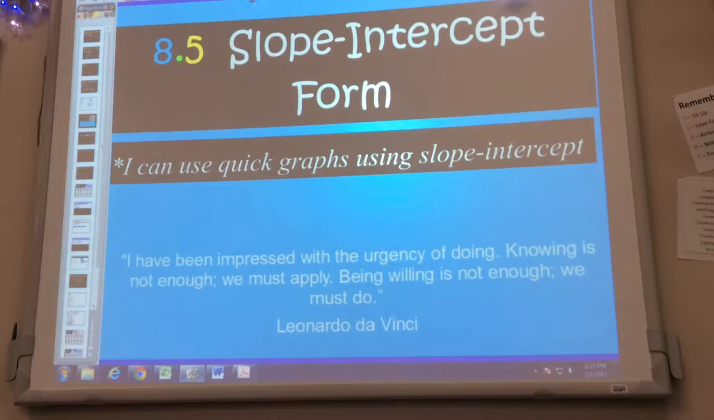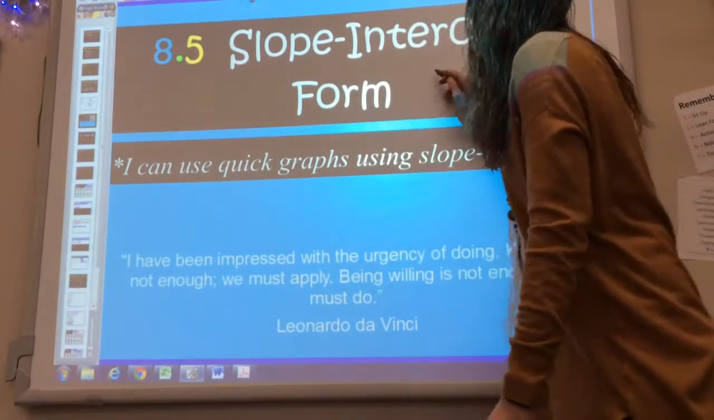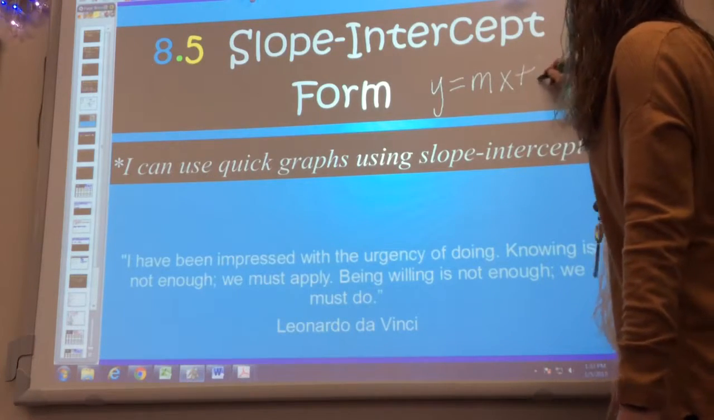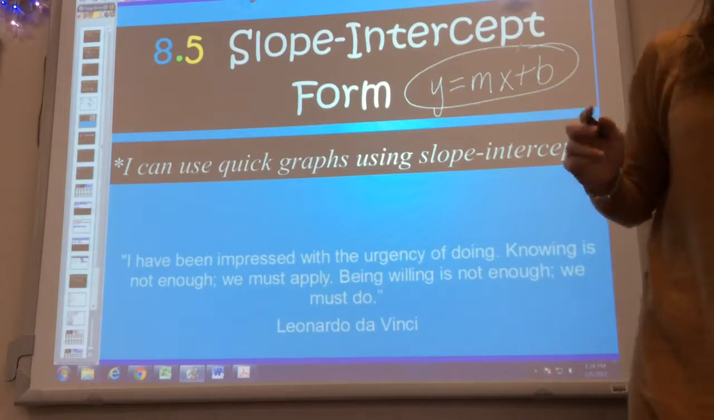All right, so today you guys are in for a treat. We have 8.5 slope-intercept form, and once you write down slope-intercept form, I would like you to write down this equation. Y equals mx plus b. All right, because that is slope-intercept form.